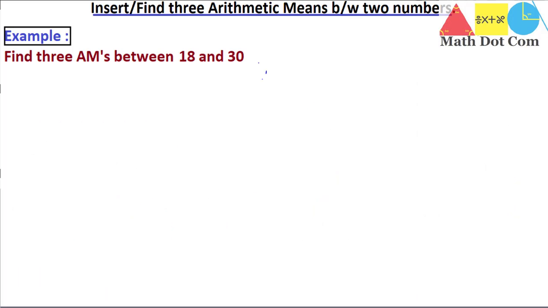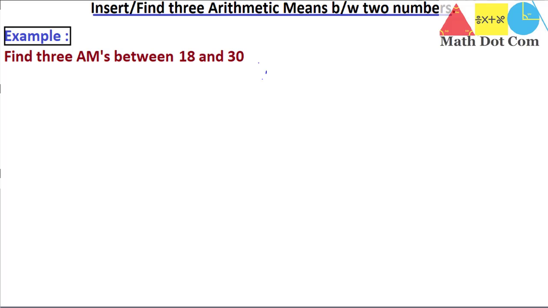Hello everyone. Today we will learn how you can insert or find the three arithmetic means between two numbers. You can insert 4, 5 or 6, depending on the two numbers that are given and what is asked in the question. So we have an example: find three arithmetic means between 18 and 30.